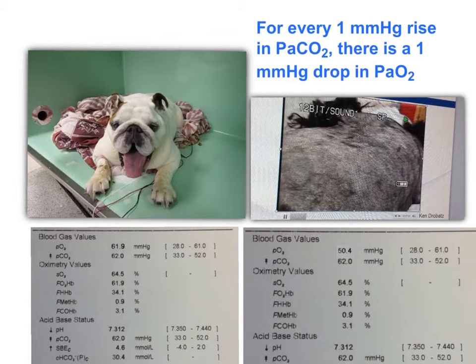In contrast, let's look at the other blood gas. For the sake of argument, we're holding PCO2 constant, and we're also, by the way, holding FiO2 constant. And this PaO2 is quite a bit lower. Let's look at how this dog is breathing.